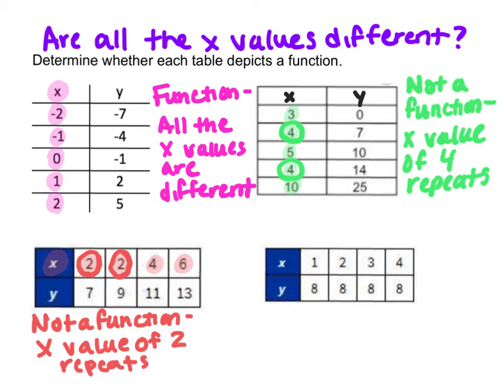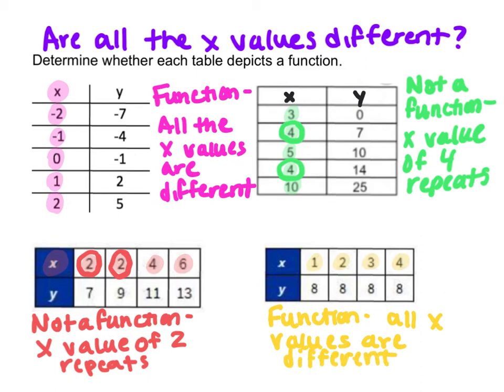And in our last example, we now have to consider that we're given another horizontal table with the x values of 1, 2, 3, and 4. So in this case, all the x values are different, so it would be a function because all x values are different. And in this case, it doesn't matter that the y's repeat, all we're looking at are the x's.